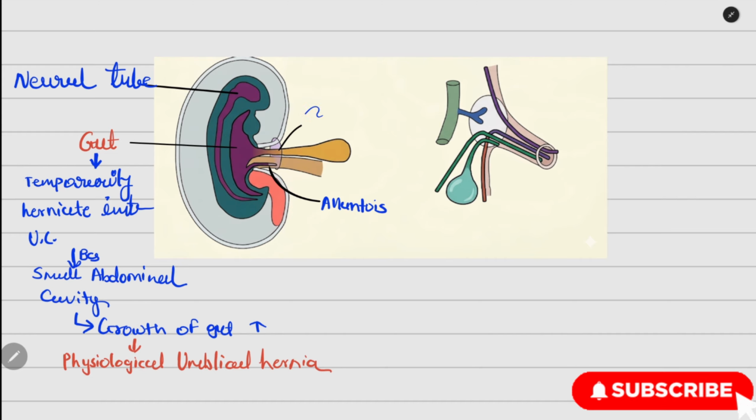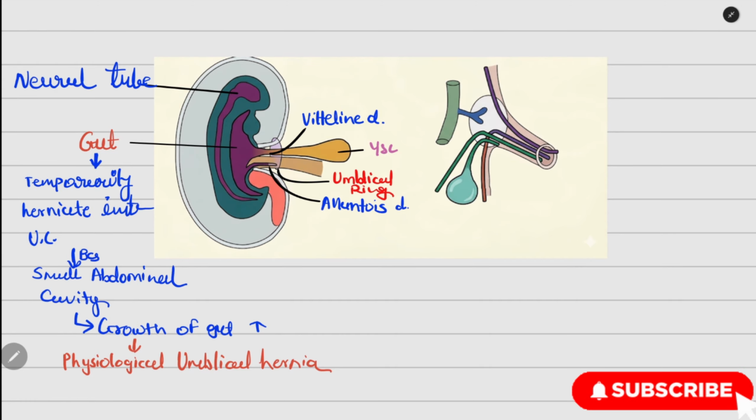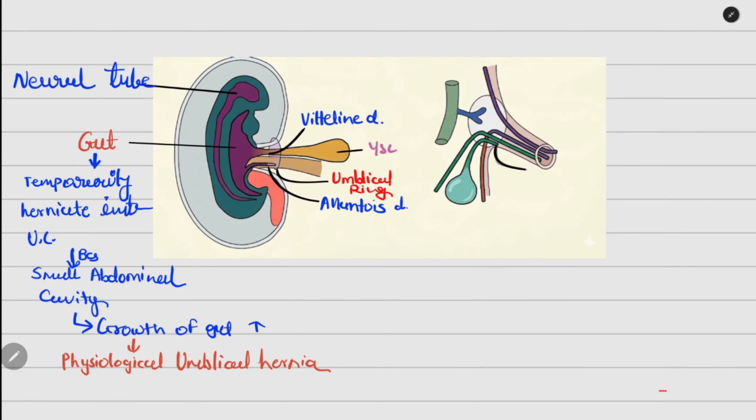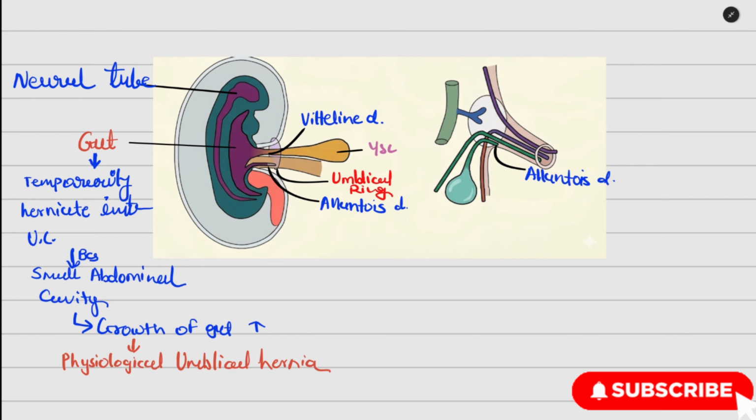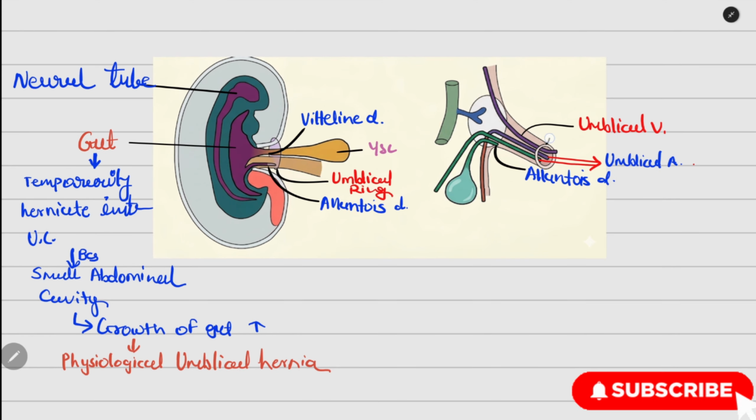This is the Allantois duct, Vitelline duct, and yolk sac cavity. And this is the umbilical ring. As we zoom in here, we can see around the Allantois duct 2 umbilical arteries and 1 umbilical vein. And this is what the umbilical cord contains.